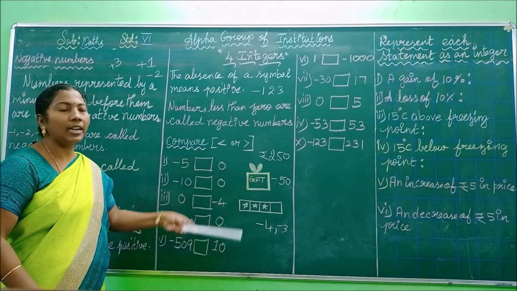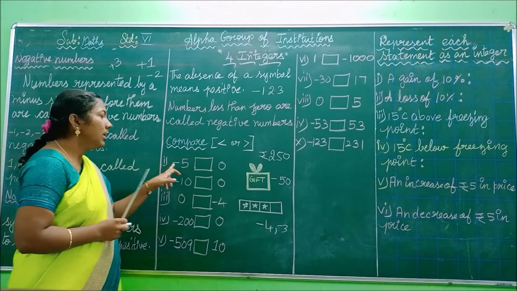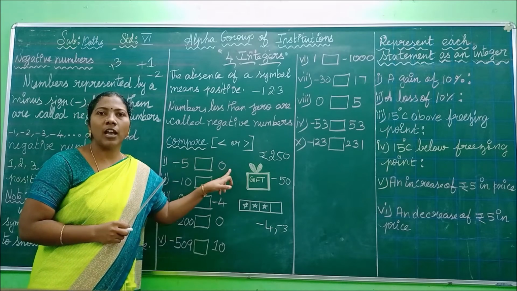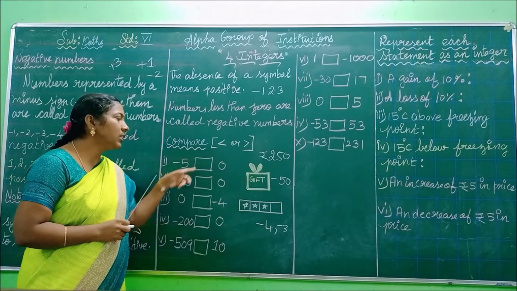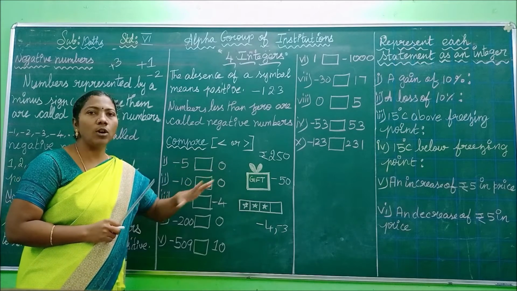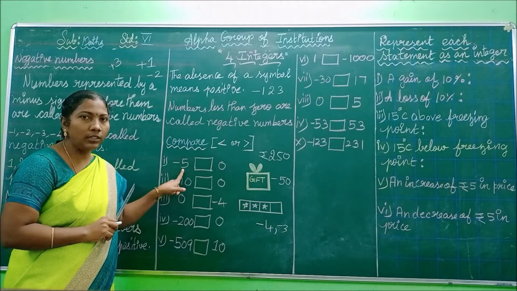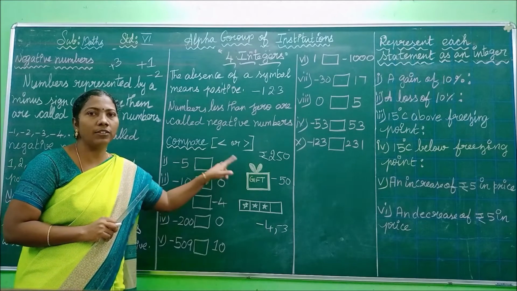You can easily understand this note by doing this comparison. See here, children. Here we have minus 5, here we have 0. Minus 5 means you are not having those 5 things. 0 means you are not in need of anything. So here you are in need of 5 things. Here there is no need. So here we have the 0.